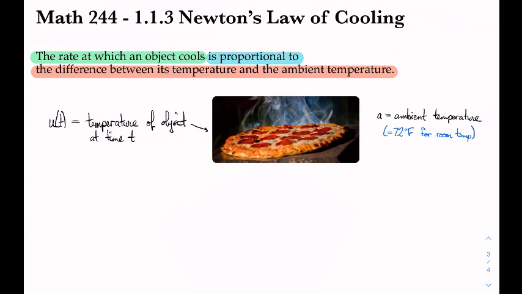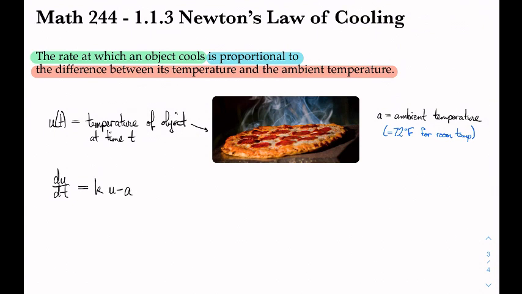Okay, so it would look something like this. We would have the time rate of change of the temperature of the object, and then "is proportional to" means is a constant times the difference between the temperature of the object and the ambient temperature, which would be U minus A.